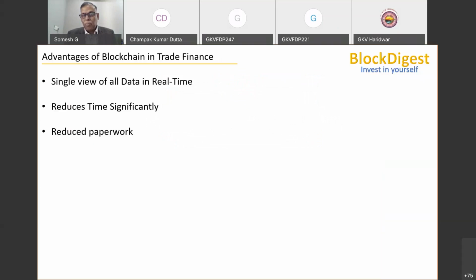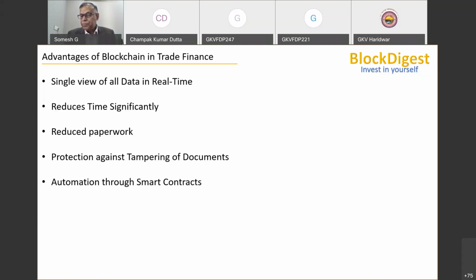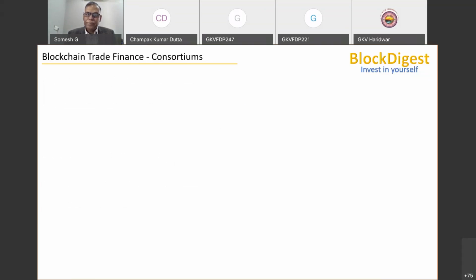Reduces paperwork, protection against tampering of documents. You can do further automation through smart contracts. Conflicts are easier to resolve. Now, you'd realize that blockchain is a social concept. You can't do it alone. You can't have a blockchain for yourself, right? And hence a lot of industry consortia have emerged.